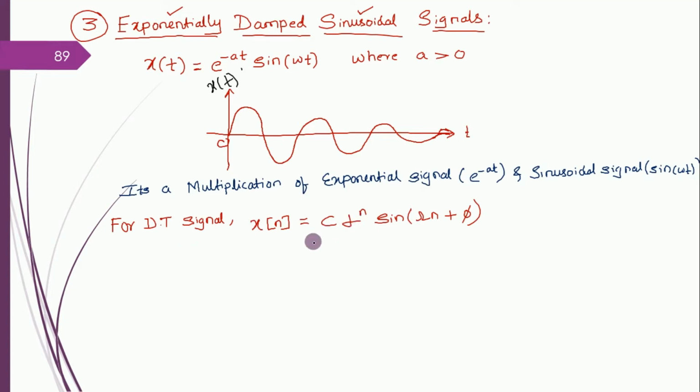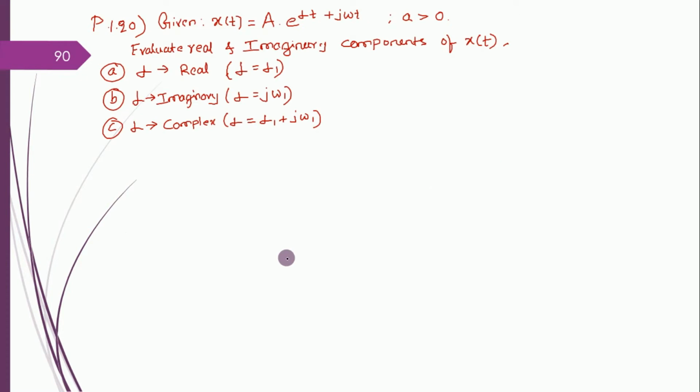To give you some more idea, I've taken an example, so this example makes the topics much clearer. Here, a continuous time signal is given: A into e raised to alpha t plus j omega t, where A is greater than 0. I think this should be capital A. So the question is: evaluate the real and imaginary components of x of t.